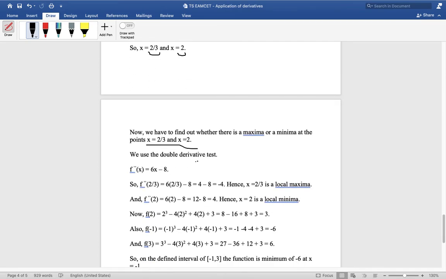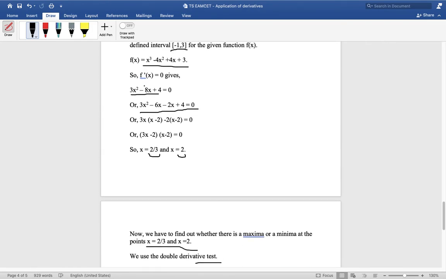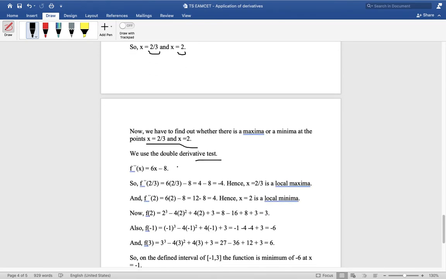For that I will use the double derivative test. f double dash x is equal to what? Derivative of this, 3x square minus 8x plus 4. So 6x minus 8, right? So f double dash 2 by 3 is equal to minus 4. Since this is negative, this is a local maxima. f double dash 2 is equal to 6 times 2 minus 8, 12 minus 8 is 4. It is positive. So x equal to 2 is a local minima.